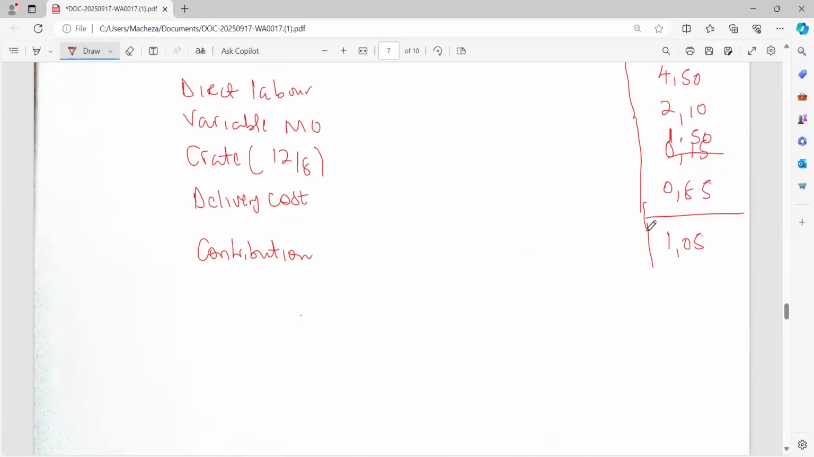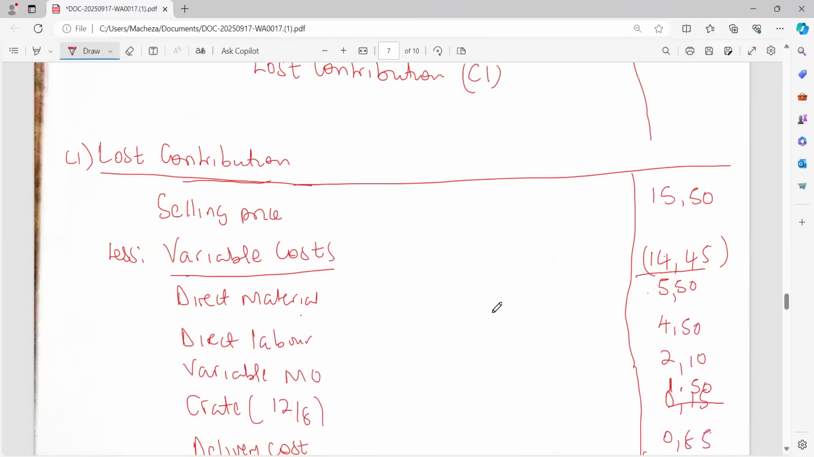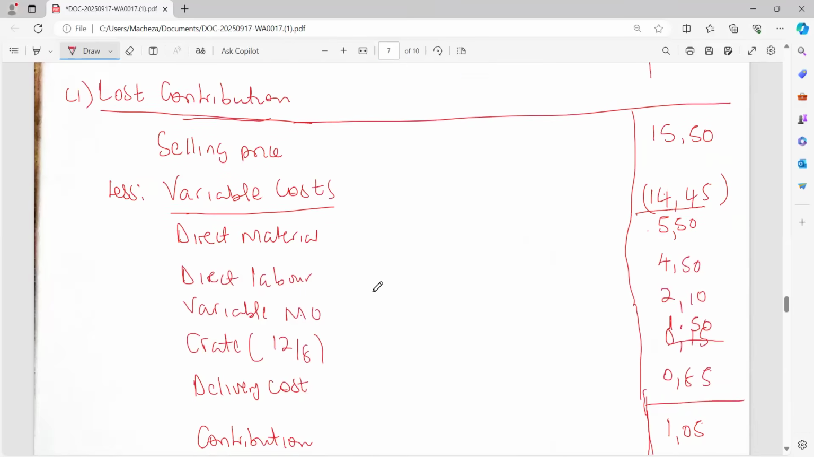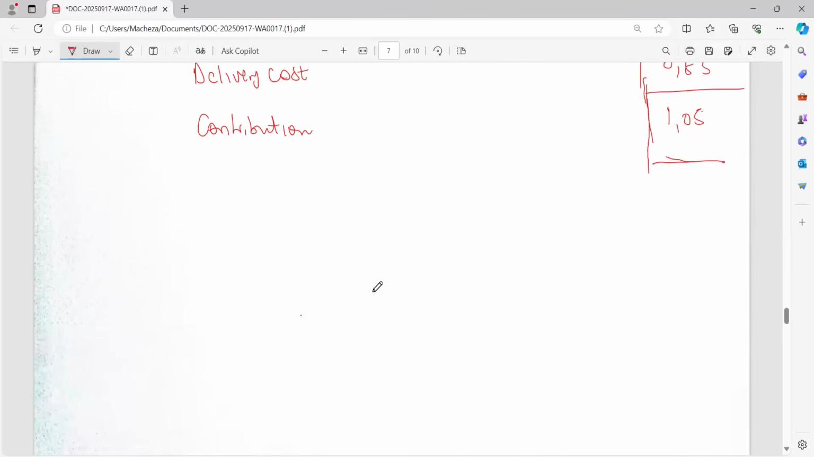When we have our contribution, according to your UNISA standard, in some of the institutions, when they have this contribution, they will end here. This is going to be their lost contribution. But based on your UNISA, when you have your lost contribution, your contribution, then you need to see how many units, the shortfall. What was the shortfall when it comes to your supply? So you are now going to compare your capacity.